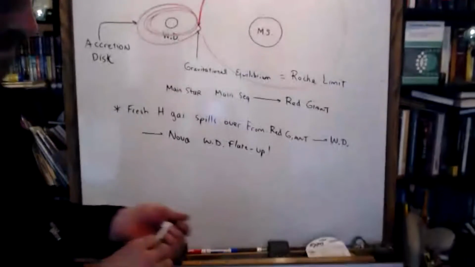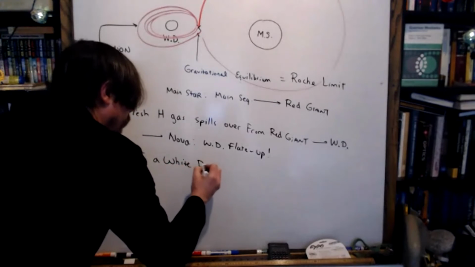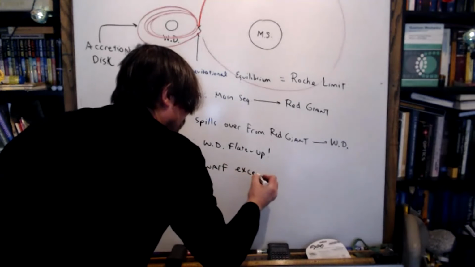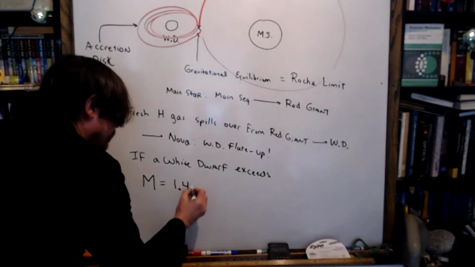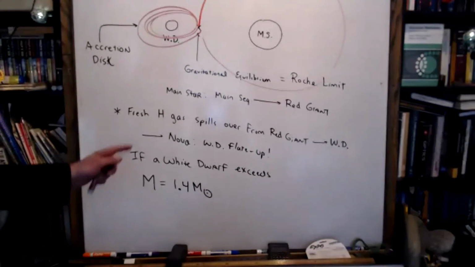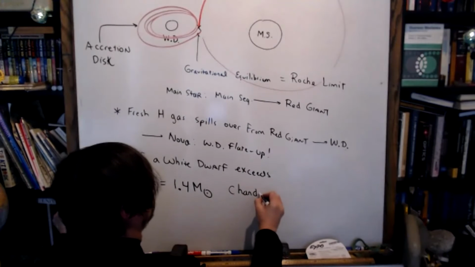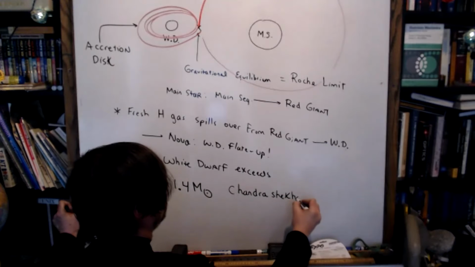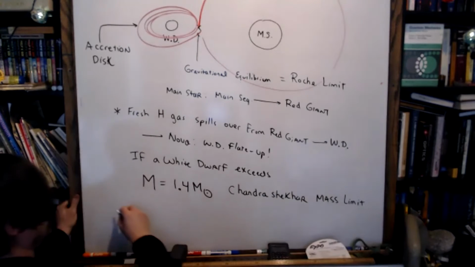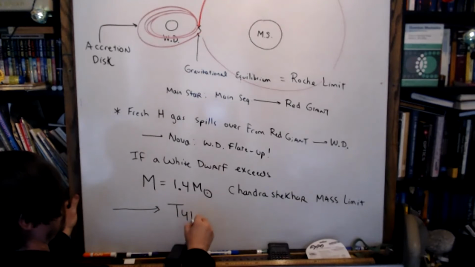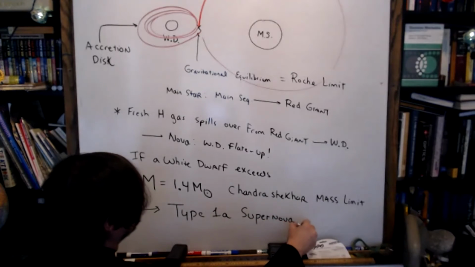This is my final point today. If a white dwarf exceeds a key mass known as the Chandrasekhar mass limit, so this is the absolute upper limit to a white dwarf, it will result in a dramatic type 1a supernova.